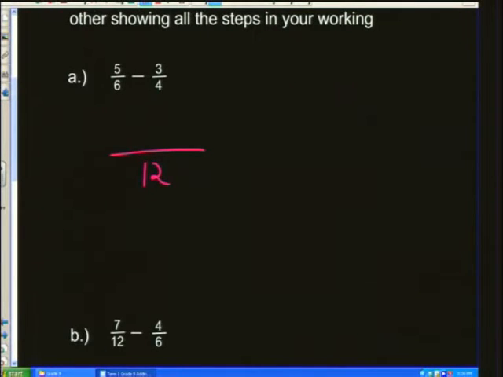So I'm going to take 12 as my common multiple, and I'm going to say 6 into 12 goes twice. I multiply by 5, minus. 4 into 12 goes thrice. I multiply it with 3. So 2 times 5 is 10, subtract 3 times 3 is 9, all over 12. 10 subtract 9 is 1 over 12. That is your answer.